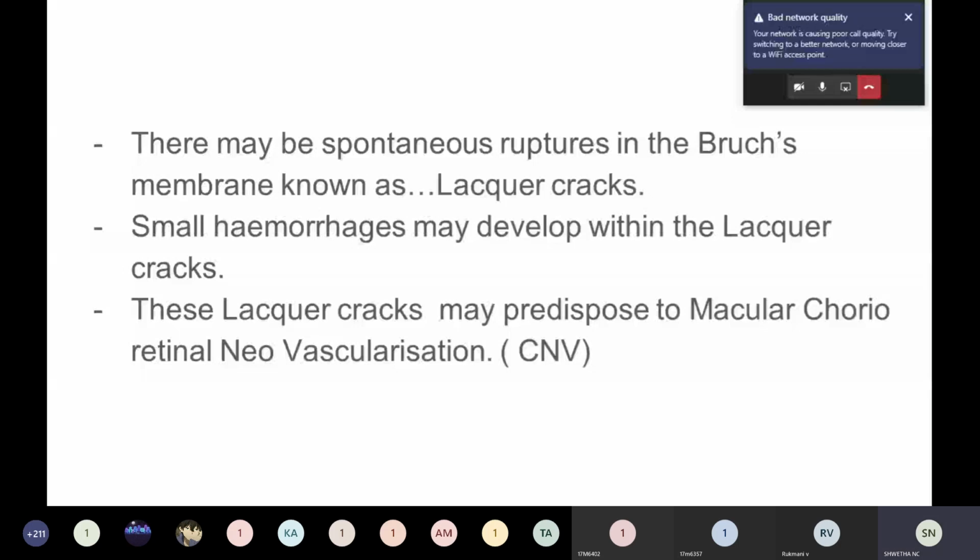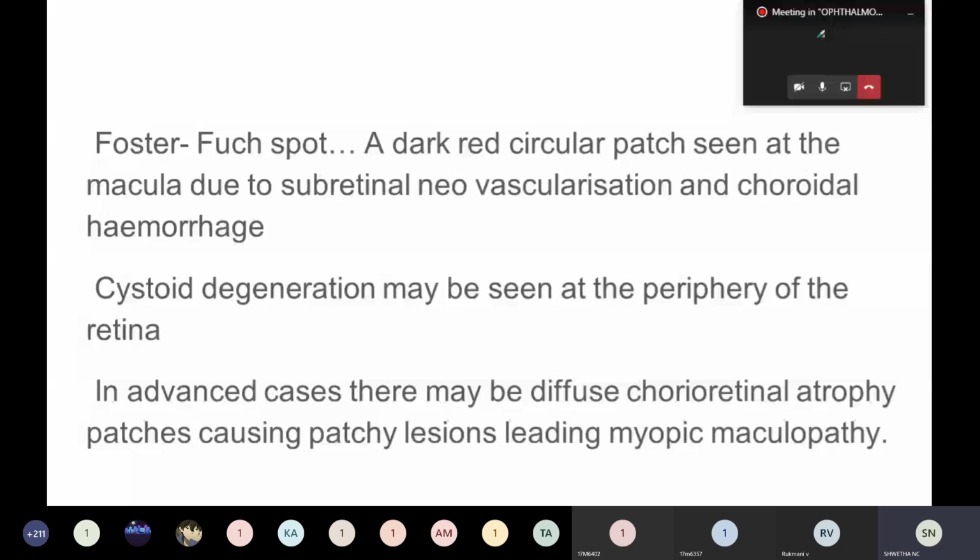In some people, you can see a Foster-Fuchs spot. So what is this Foster-Fuchs spot? It is nothing but a dark red circular patch in the macula due to subretinal neovascularization and choroidal hemorrhage. So Foster-Fuchs spot is a dark circular patch seen in the macula, mainly because of the choroidal hemorrhage or due to subretinal neovascularization.